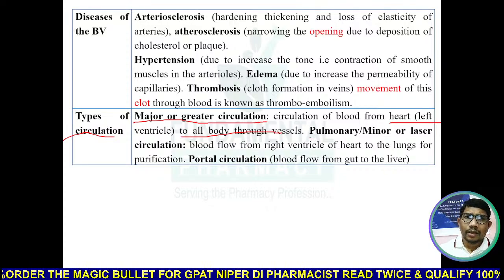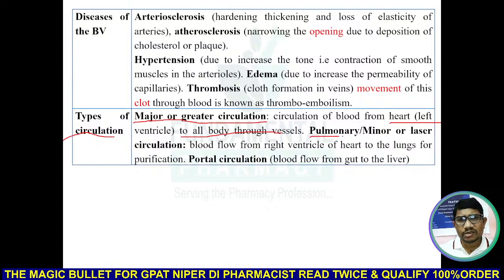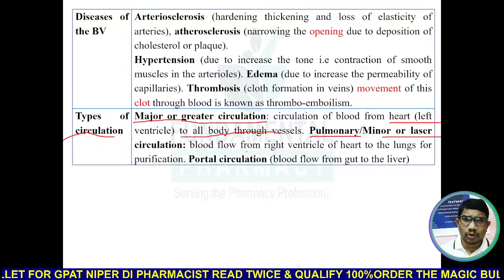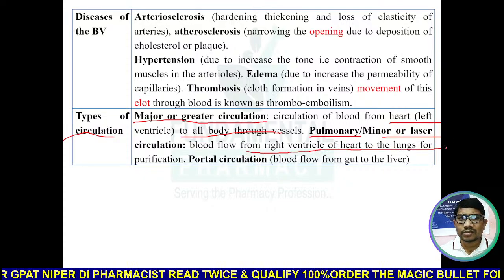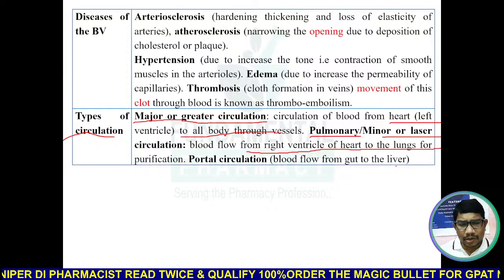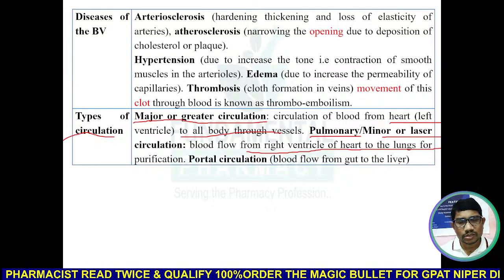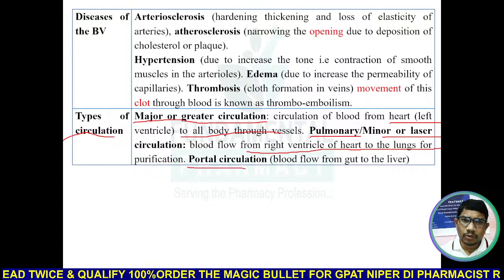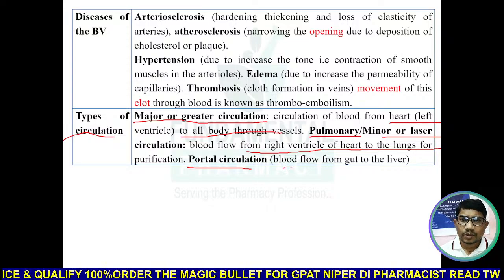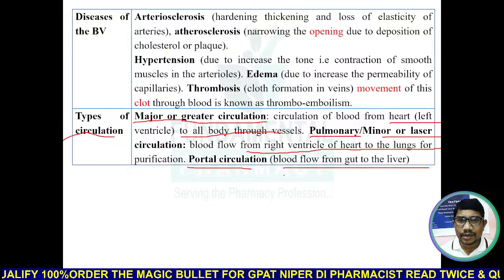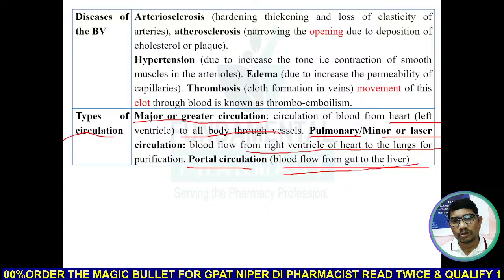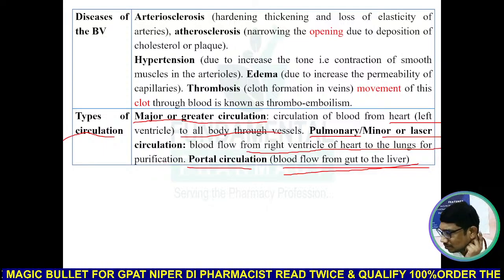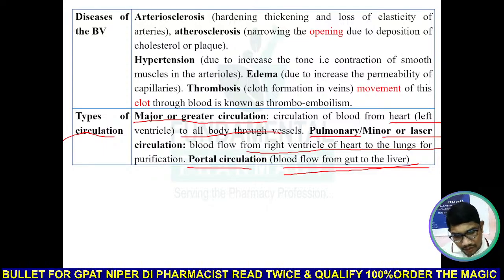The second is pulmonary circulation, also known as minor or lesser circulation. The blood flow from the right ventricle of your heart to the lungs is known as pulmonary or minor or lesser circulation, for the purification of blood. Now what is portal circulation? Flow of blood from the gut to the liver. The blood flow from the GIT to the liver is called portal circulation, right? So remember, major circulation, minor circulation, portal circulation, important.